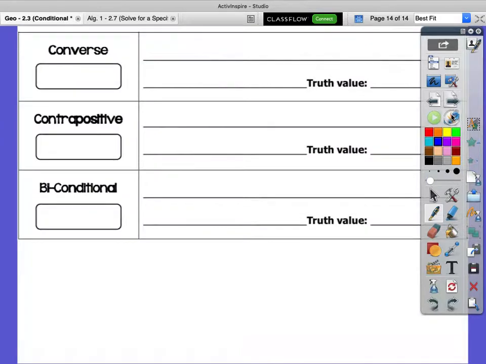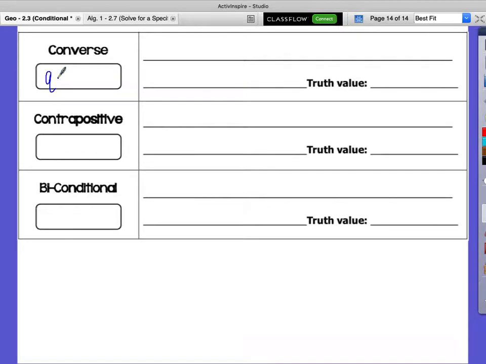Let's go on to the bottom of this part. The converse, what do we do to get to the converse? You just do it backwards. You just switch the order. Q then P. So somebody help me write this one here.